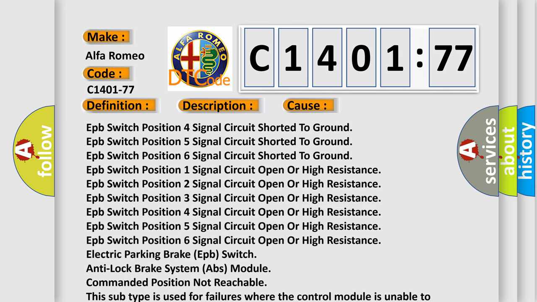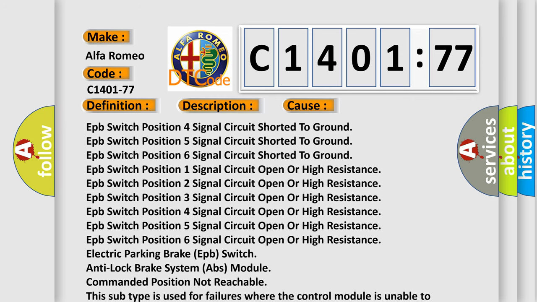This subtype is used for failures where the control module is unable to command a motor, solenoid, relay, etc. to move a piece of equipment to the commanded position either due to a failure in the actuator or its mechanical environment.